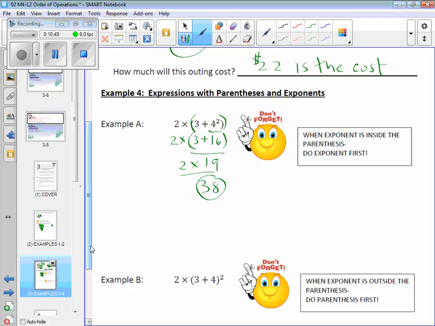It's weird because the only difference now is, look, you had the exponent outside the parentheses. You still have a 2. You still have a times. And you still have a parentheses with a 3 and a 4. What do you think? Different answer or the same answer? How many think different answer? How many think you get the same answer? Let's see.